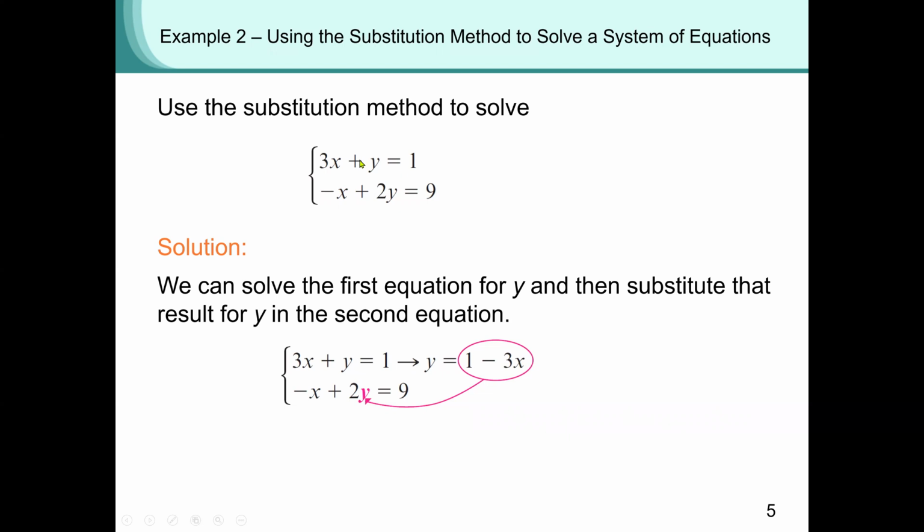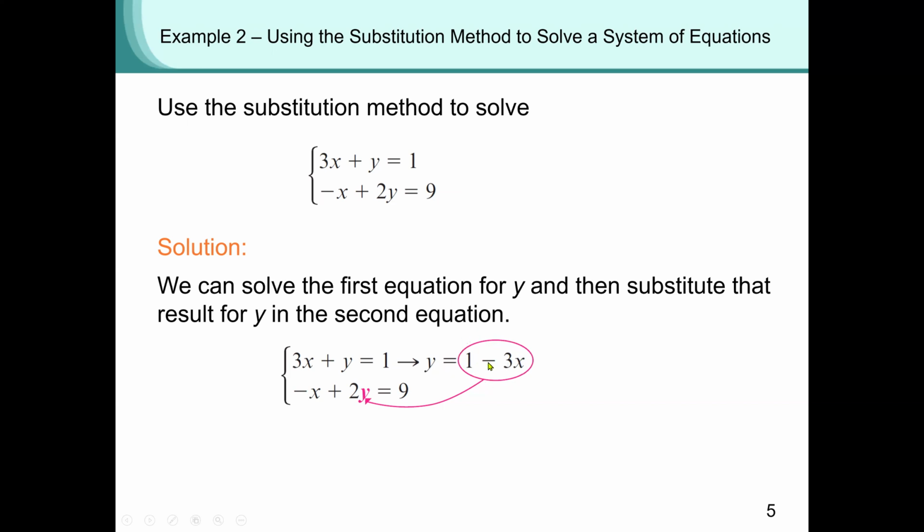Now it's up to us. We can take the first equation and solve for x, then take the second equation and solve for y. Or we can take the second equation, solve for x or y, then take the first equation and solve for x or y. So here we decided to take the first equation. Then we are going to solve for y. So 3x plus y equal to 1. So this means y equal to 1 minus 3x. And that's what we have here. 3x plus y equal to 1. So solving for y will give me 1 minus 3x.